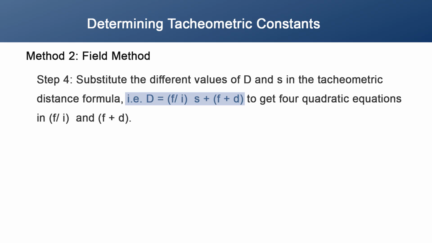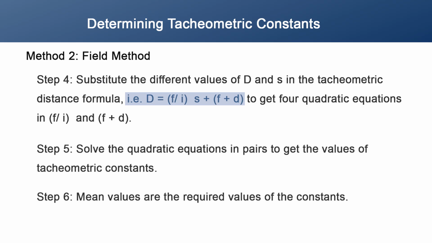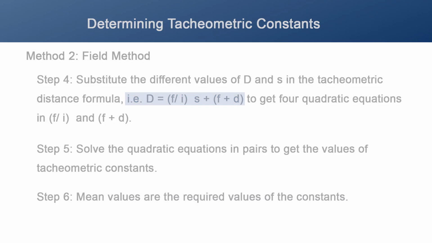This will result in quadratic equations. We solve these equations in pairs, because we have 4 quadratic equations, and determine the values of the tachymetric constants. The average of the obtained values will give you the final values for the constants.